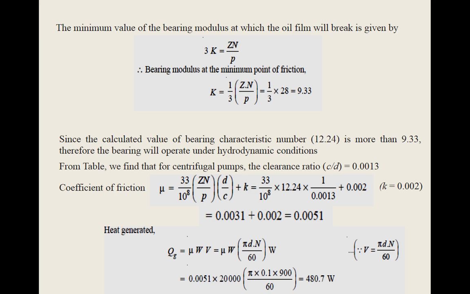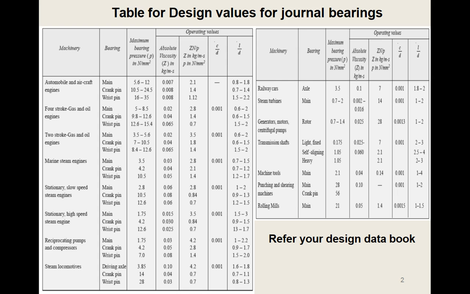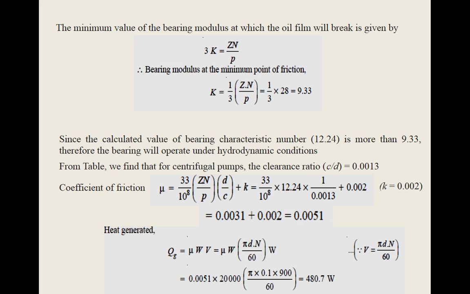If you remember, the point K is the bearing modulus. We are above the K value, so our operation is considered to be under the hydrodynamic condition. Now the next step is to calculate the clearance ratio. Again we come to the table. Here you can see that for the centrifugal pump the value of C/D is 0.0013, in the sixth column, third value. So in this question we have taken the same value, C/D equal to 0.0013.